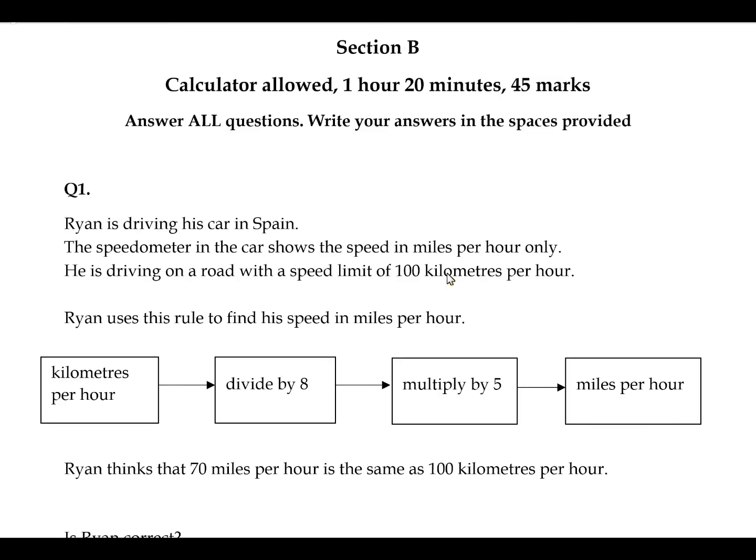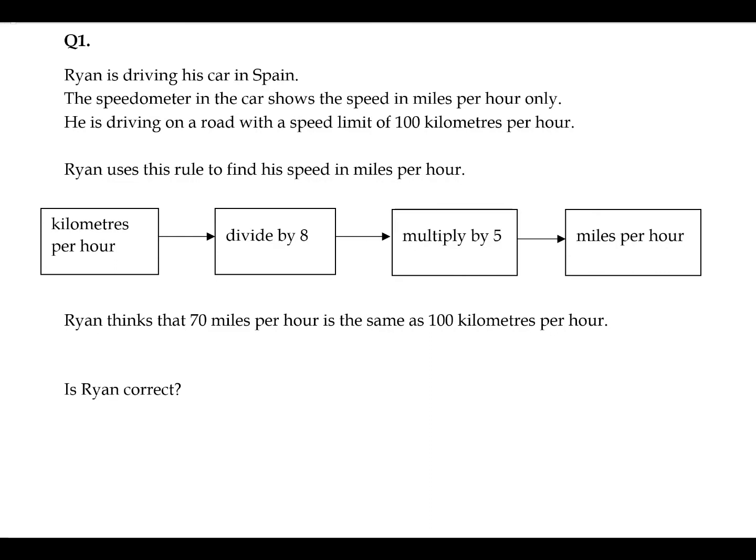Section B. You're allowed to use your calculator in this section, and you have 1 hour and 20 minutes, and there are 45 marks available. Question 1. Ryan is driving his car in Spain. The speedometer in the car shows his speed in miles per hour only. He is driving on a road with a speed limit of 100 kilometers per hour.